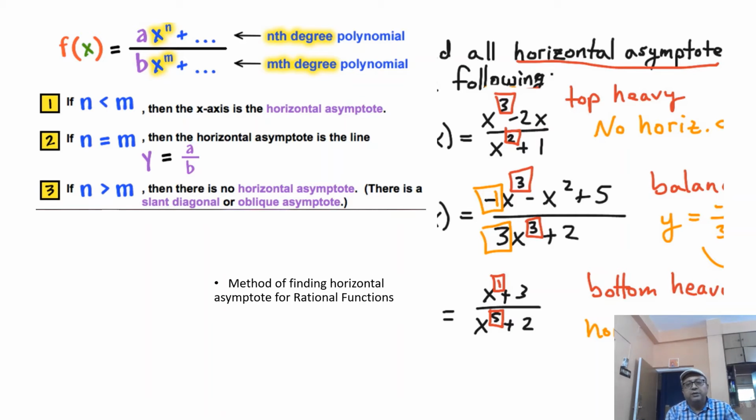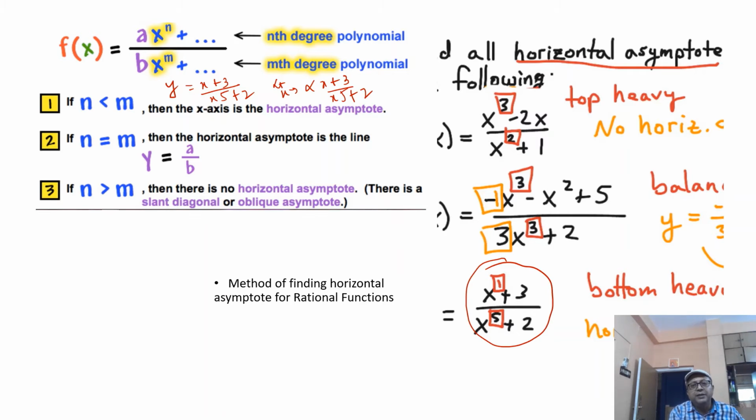For example, I am taking this one here, y equal to x plus 3 by x to the power 5 plus 2. If we divide numerator and denominator by x to the power 5, while finding the limit as x tends to infinity, and divide by the leading term, then this limit can be shown to be equal to 0. So y equal to 0 is the horizontal asymptote, that is the x-axis.